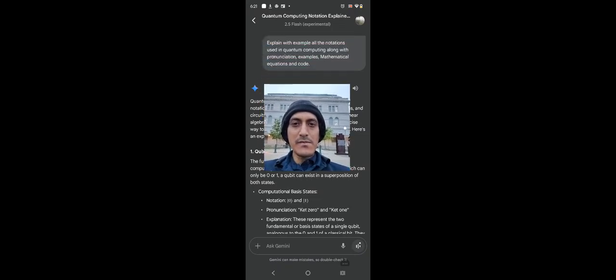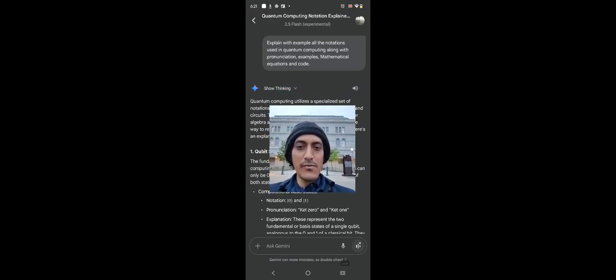It's me again. Now we are going through some computing notations that are used for quantum computing. We're gonna go through the example notations, some fundamental notations, along with their pronunciation, examples, mathematical equations, and code with our good friend Gemini. I will also later check with some other tools. So let's hear what Gemini got to say.